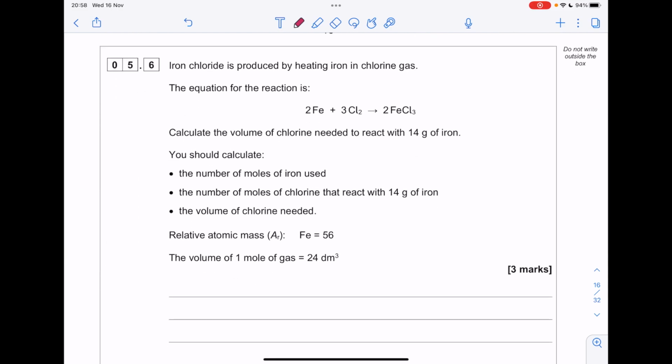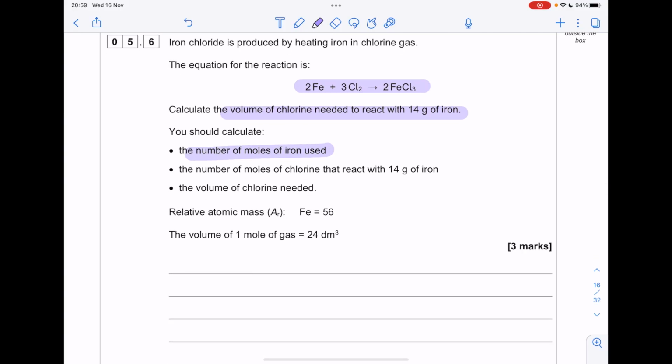Iron chloride is produced by heating iron in chlorine gas. The equation for the reaction is this. Calculate the volume of chlorine needed to react with 14 grams of iron. You should calculate the number of moles of iron used, the volume of chlorine. I don't really like all that calculation bit. That makes it look quite hard, I think, all those steps. Let's just go for it.